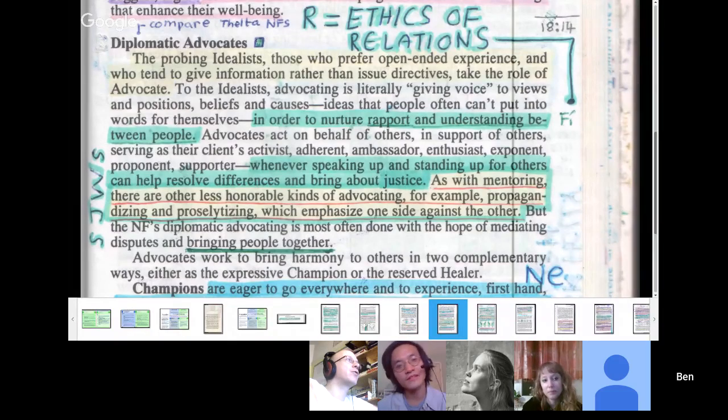So I'll just remind people that these role variants are sort of things which NFs are predisposed to but don't have to do. They're sort of the themes. Yeah. Yes. We all have to do this from now on. It's all obligatory. Okay. Enthusiast. Okay. Exponent. Proponent. I do definitely like, if it is an individual, I would support them and advocate for them.